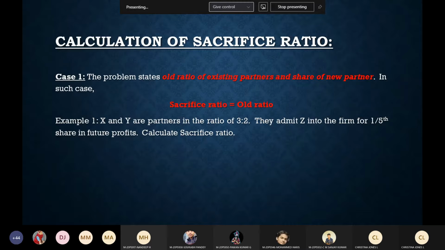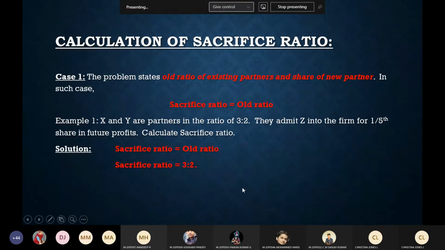You remember when we did guaranteed profit in one question, they didn't tell you how each one is guaranteeing, correct? What did we do? We assumed that they are doing it in the old ratio. Same thing here also. We don't know how X and Y are sacrificing profits to the new partner. Since we don't know anything, we'll assume that X and Y are giving their profits to Z in the old ratio itself. So here, the sacrifice ratio and the old ratio will be considered the same.